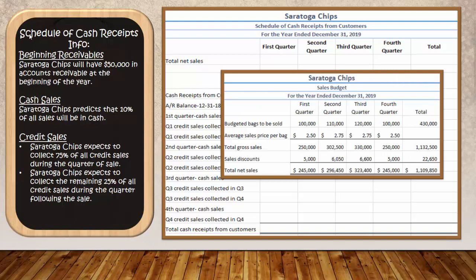For the first line, total net sales, we're going to need our sales budget. Our sales budget already has the information for total net sales. We're simply going to copy the numbers from the bottom row on our sales budget up until the total net sales row on our schedule of cash receipts. So we had $245,000 worth of total net sales during the first quarter. We had $296,450 in total net sales during the second quarter. We had $323,400 in total net sales during the third quarter, and we had $245,000 in total net sales during the fourth quarter, for a total of $1,109,850 in sales.